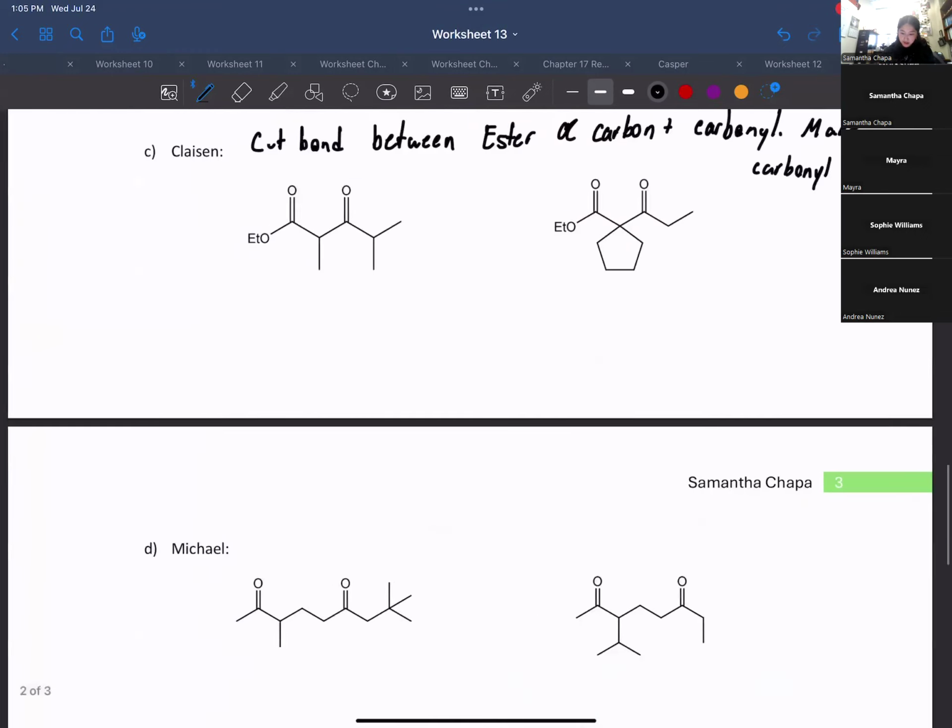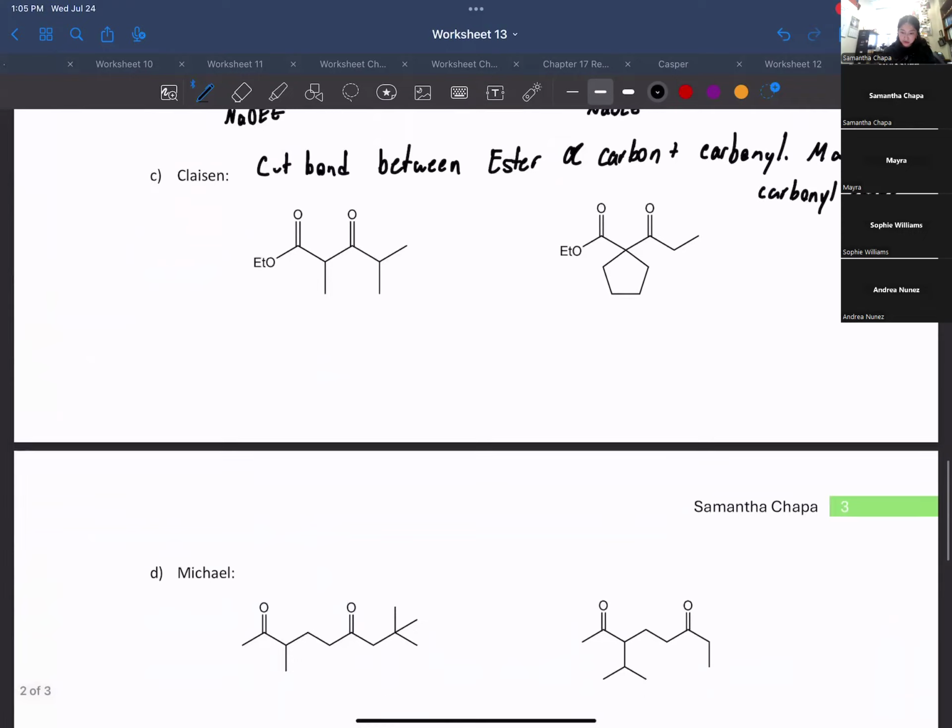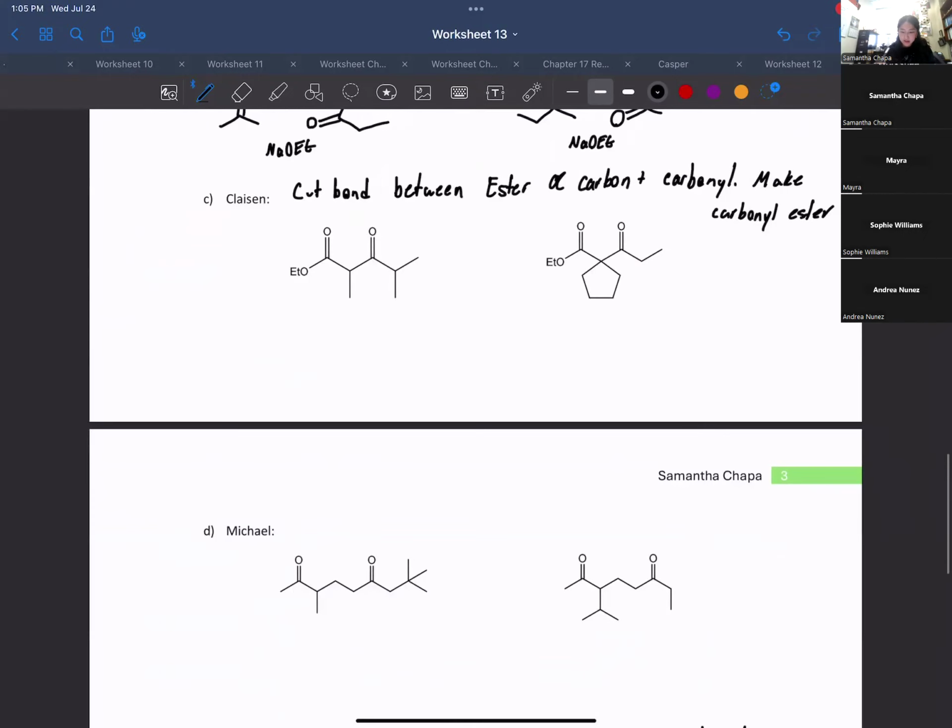Okay, these are good because you're going to be able to handle two of these synthesis problems just by learning one of them. So Claisen and Dieckmann are going to be very similar in how we synthesize the compounds. So I already have pretty much what you need to know to synthesize those compounds. You're going to cut the bond between the ester's alpha carbon and the carbonyl.